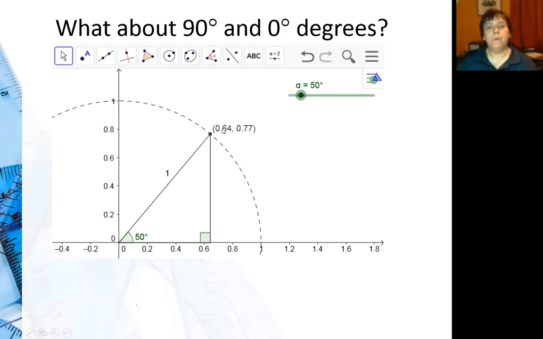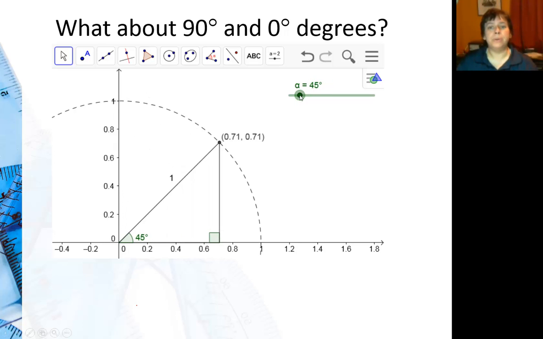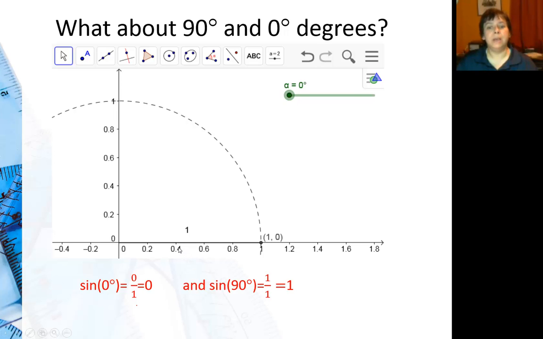So for sine of 90 degrees, it's going to be this opposite leg, which in this case is 0.77. And notice it gets bigger and bigger and bigger. And as I get to 90 degrees, the opposite is 1. Well, 1 over 1, because the hypotenuse is 1, is 1. Let's go backwards to 0 degrees. So the opposite leg is shrinking, and it goes down to 0. And 0 over 1 is 0. So sine of 0 degrees is 0, and sine of 90 is 1.